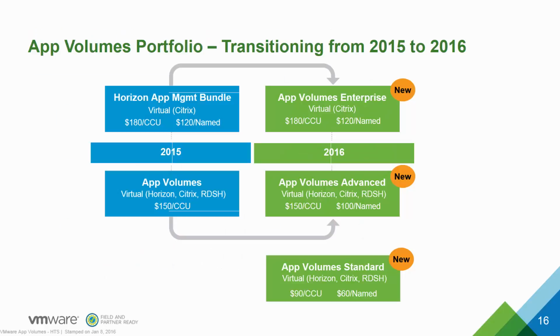So as you see here, the blue denotes Q4 of 2015 packaging, while the green is going to denote the new first quarter of 2016. In Q1, we had Horizon App Management Bundle, which is now available as App Volumes Enterprise in Q1. In fourth quarter, we had App Volumes Standalone, which is now available as App Volumes Advanced in Q1. And in Q1, we introduced App Volumes Standard and made that available as well.